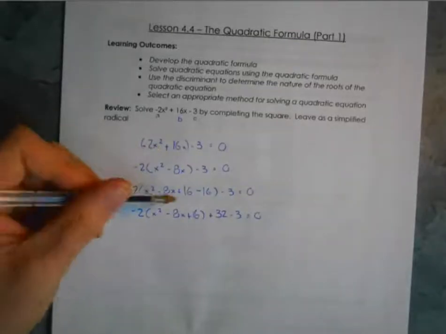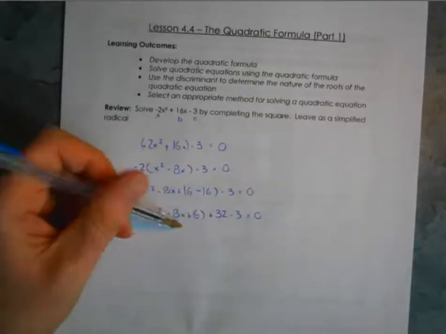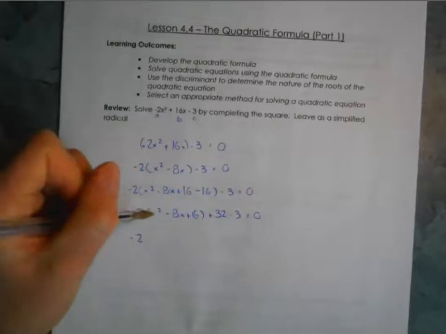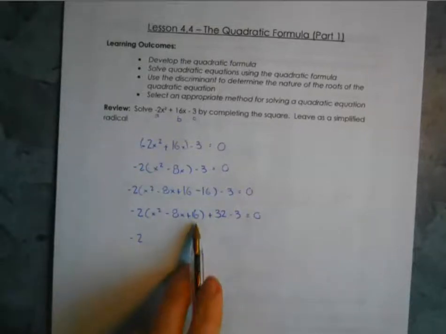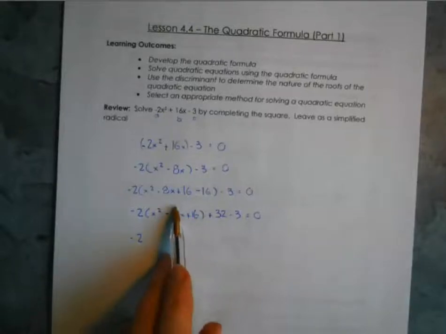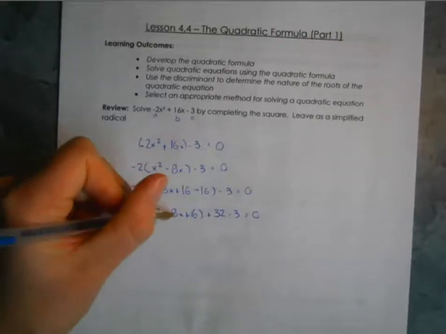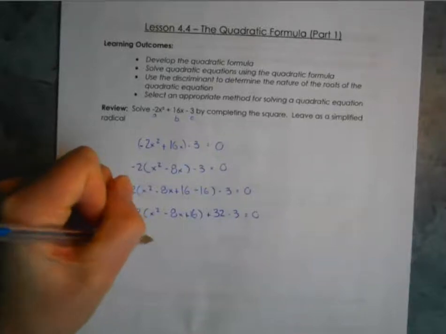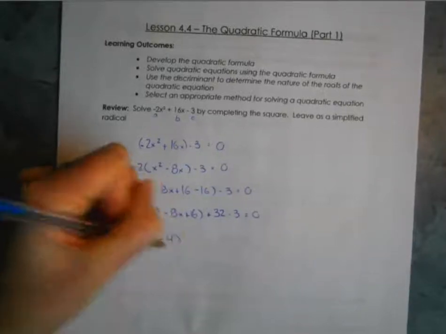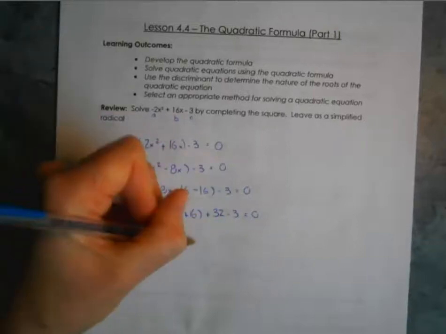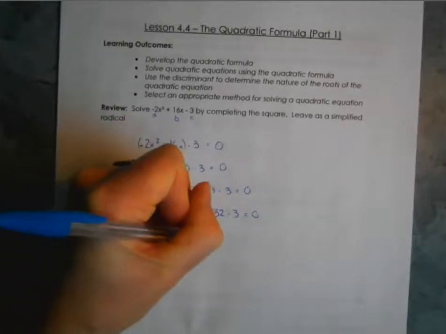Now we want to make our perfect square trinomial into a binomial. To do that, we find the square root of 16, which is 4, positive or negative. We use the middle term to decide which one. Because it's negative 8, we need negative 4 and negative 4 to get to negative 8. So our binomial is x minus 4, and we remember to square that bracket. Over here we have 32 minus 3, so plus 29 is equal to 0.